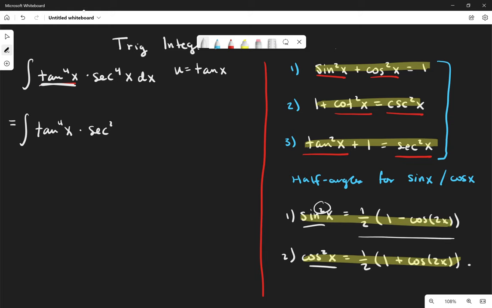So I'll do secant squared x and secant squared x. This one I'm reserving for the u sub, because that's going to go away. But with the other secant squared, I can use the Pythagorean identity, the third one, and replace that other secant squared with 1 plus tangent squared.